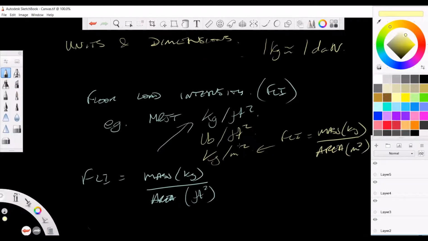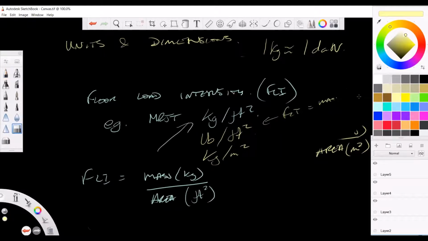And notice that's the unit. The unit is kilograms divided by square meters, so you just do kilograms divided by square meters. If I want it in pounds per square foot, the floor load intensity is the mass in pounds divided by the area in square feet. Yeah, so the unit tells you how to work it out.